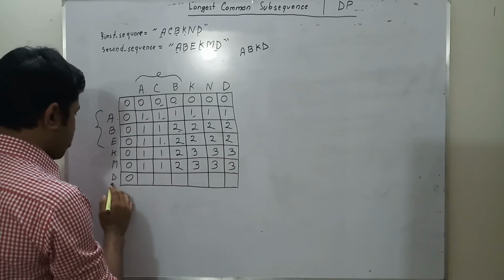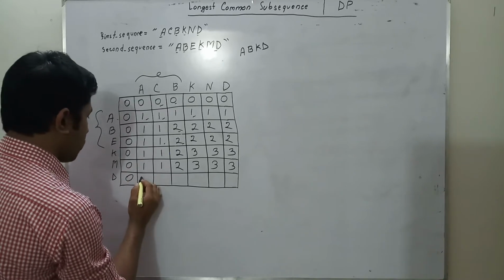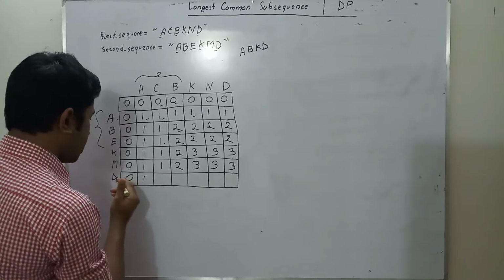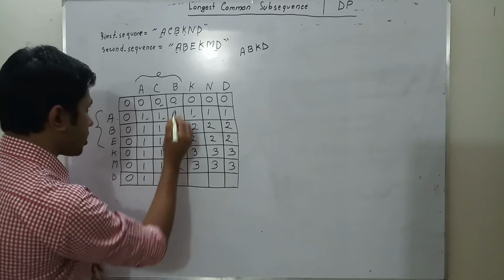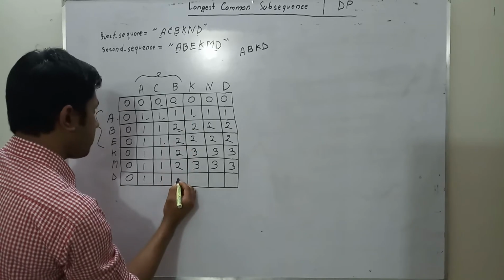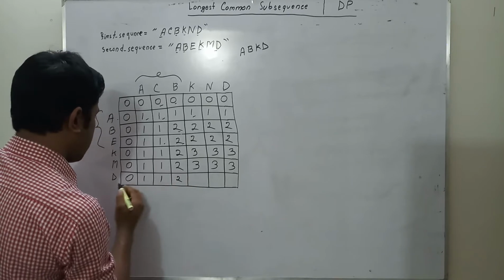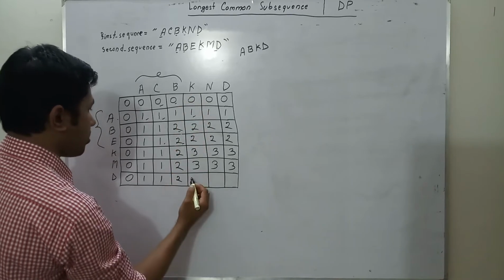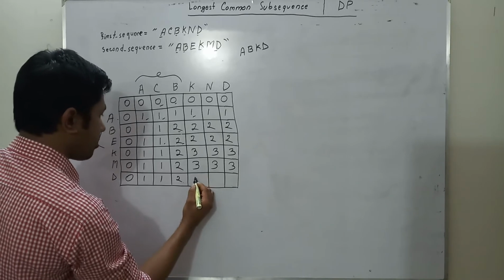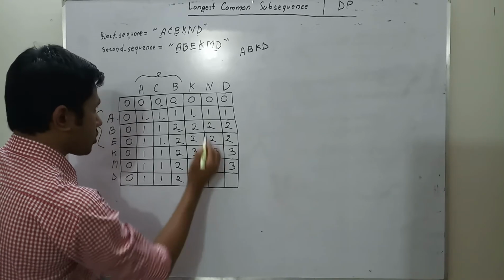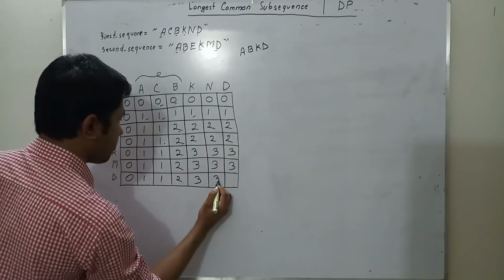Now the final row. D didn't match with A, so the value of this field will be 1. D didn't match with C, so the value of this field will be 1. D didn't match with B, so the value of this field will be 2. D didn't match with K, so the value of this field will be the maximum value of this field or this field, 3. D didn't match with N, so the value of this field will be 3.